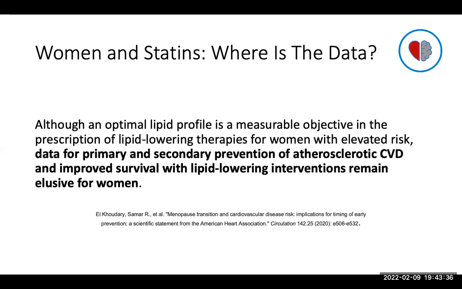So although an optimal lipid profile is a measurable objective in the prescription of lipid-lowering therapies for women, we don't have data supporting using a statin for women, so it still remains elusive for women. But we're still going to give them a statin and still going to make sure their brains don't function anymore. And then we're going to say, oh, you're menopausal, you see. So that is why this has happened. And just deal with it. You're just getting older. So anyway, this is a very good paper to read as well.